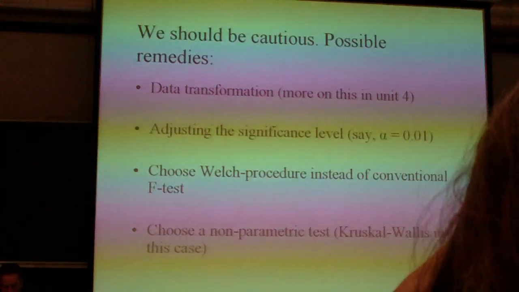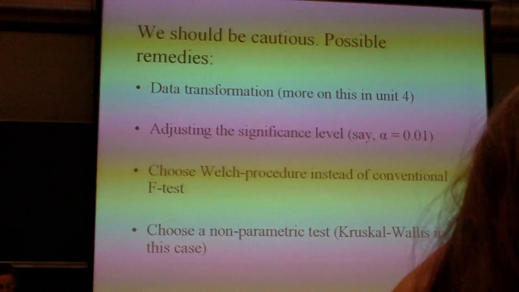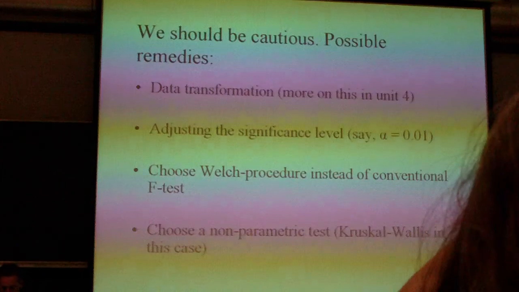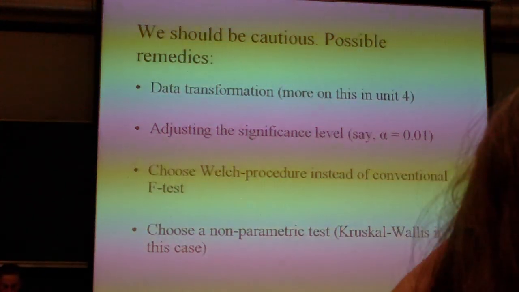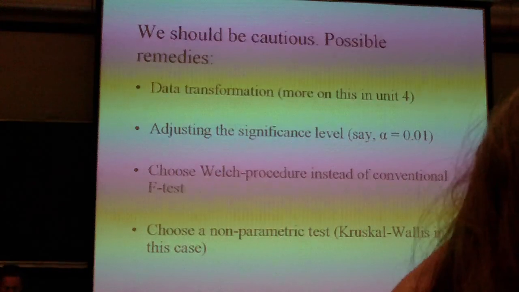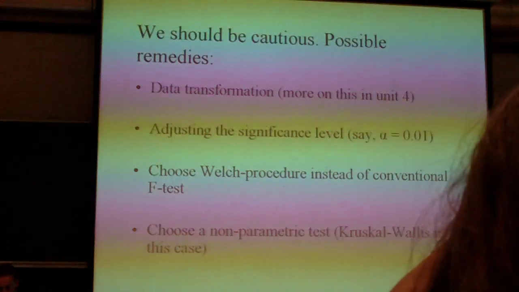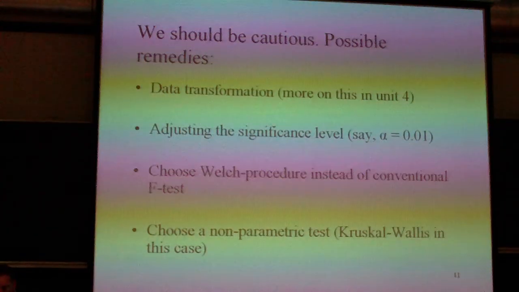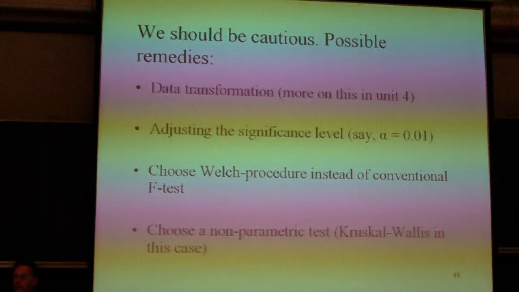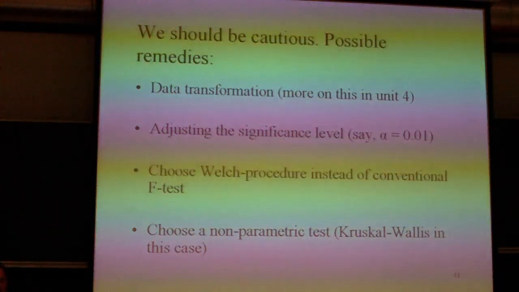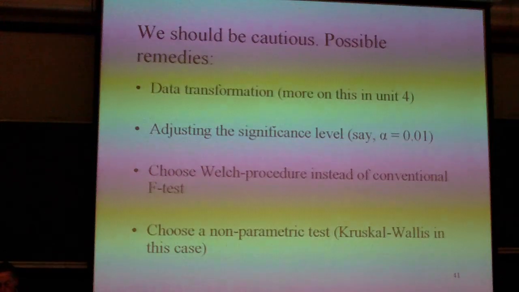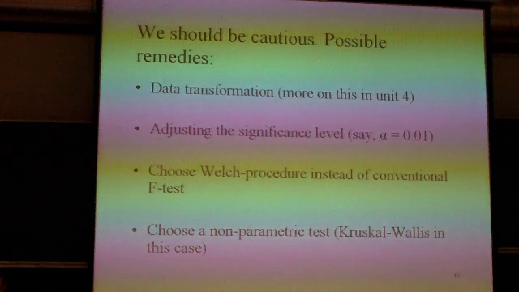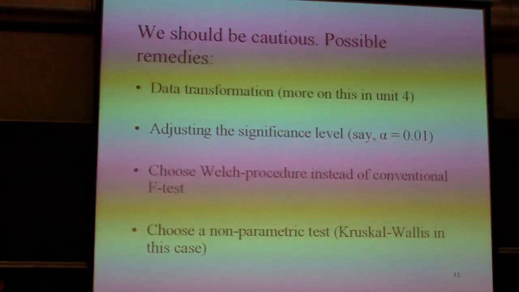Another way of dealing with heterogeneity is by adjusting the significance level, making alpha somewhat smaller, because what we don't want is to increase the probability of a type 1 error. And if we have a violation of the homogeneity assumption, that's one of the problems that may occur, that the probability of a type 1 error is actually larger than the nominal level that we specify by the choice of our significance level. So what we can do in order to safeguard against inflation of the type 1 error probability is by setting the alpha level somewhat lower.